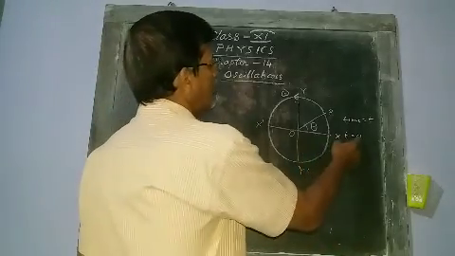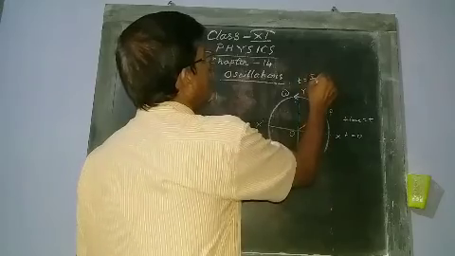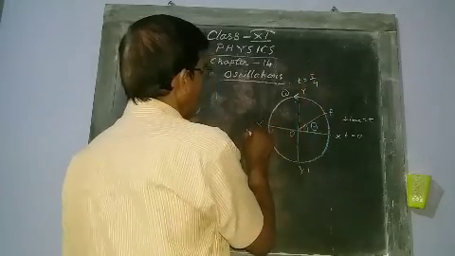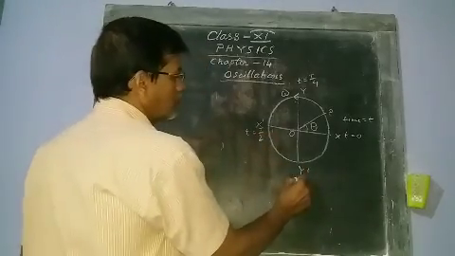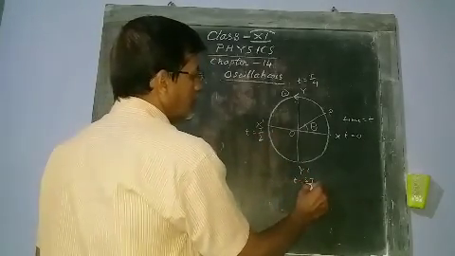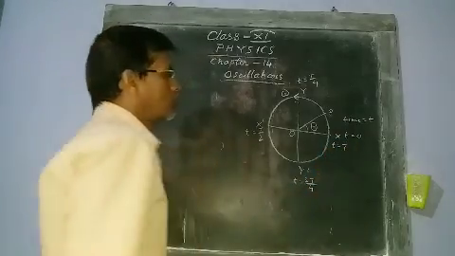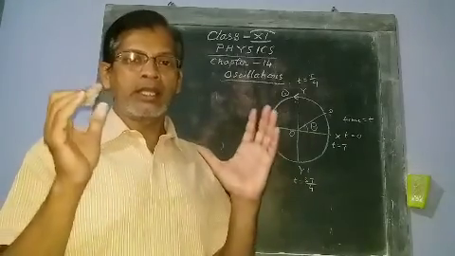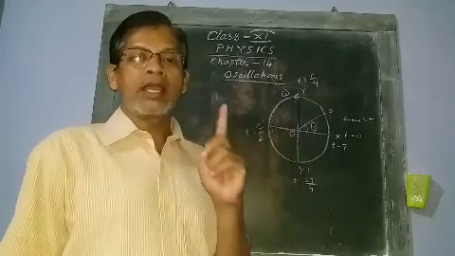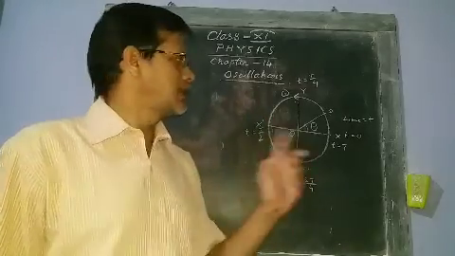Because this is t equal to 0, this is t equal to T by 4, this is t equal to T by 2, this is t equal to 3T by 4, and here again t equal to capital T. So phase can be represented as the fraction of angle 2 pi or fraction of time period T.